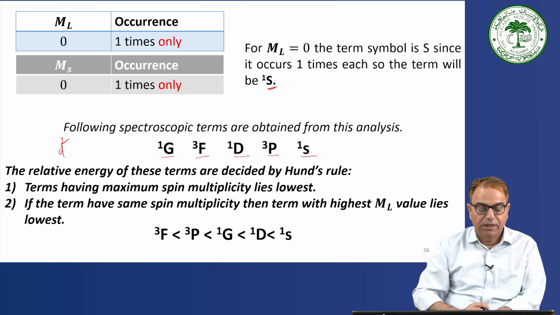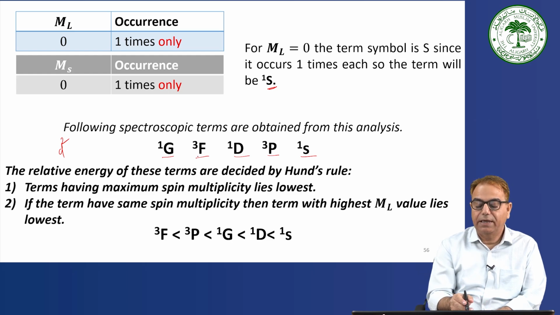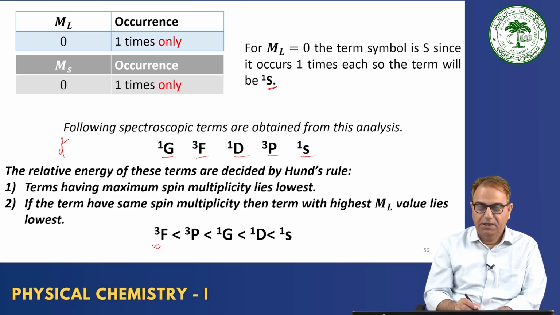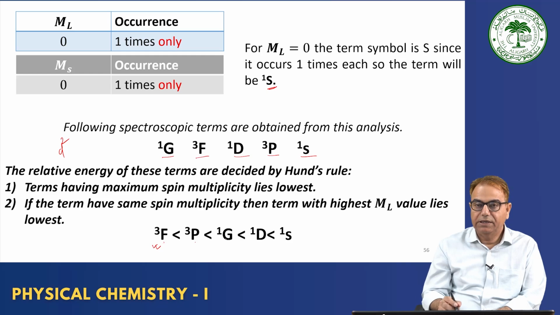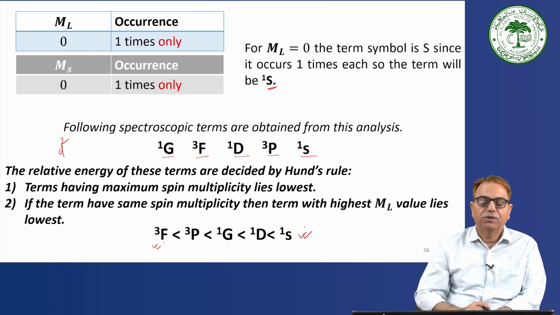Now, the rule is that terms having maximum spin multiplicity lie lowest. So spin multiplicity is highest for triplet F, so it will lie lowest. If the terms have the same spin multiplicity, then the highest ML value lies lowest. They have the same multiplicity, but the highest ML value is for F. So F will be here, P will be here. Again, you have all spin multiplicity the same, singlet, singlet, singlet, singlet. So the highest ML value is for G, then D, then S. So this will be the energy level of the different spectroscopic terms of the d2 configuration of a free ion.